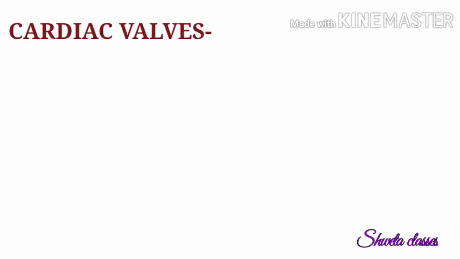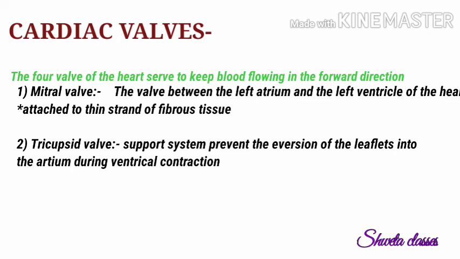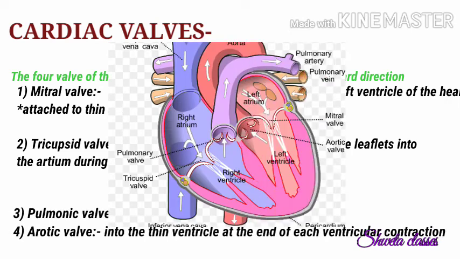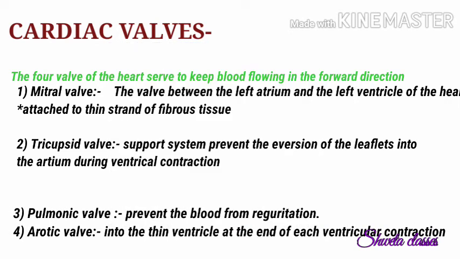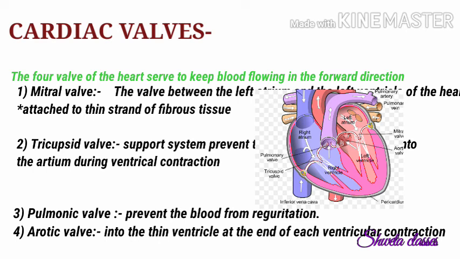So now we talk about the valves of the heart. There are four valves in our heart: the mitral valve, tricuspid valve, pulmonic valve, and aortic valve. So let's start with the introduction of the mitral valve. The mitral valve lies between the left atrium and the left ventricle of the heart, and the mitral valve attaches to thin strands of fibrous tissue.